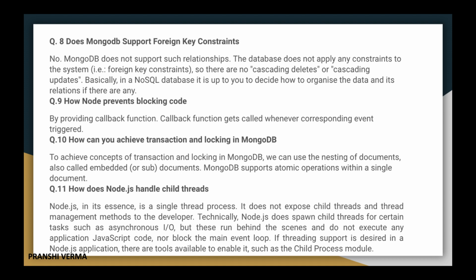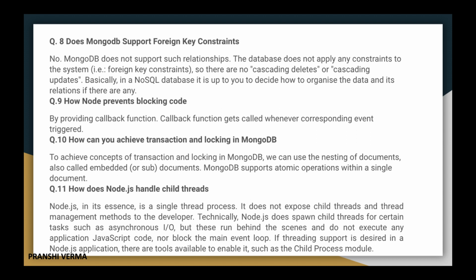Additionally, MongoDB provides support for the use of schema validation rules to enforce constraints on the structure and content of documents within a collection. While this does not provide the same level of referential integrity as foreign key constraints in a traditional relational database, it can help to ensure that data is consistent and valid within a collection.